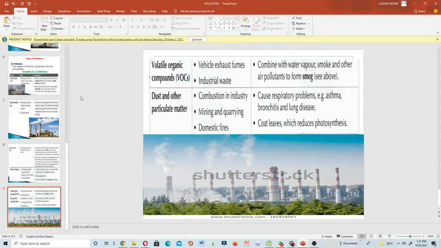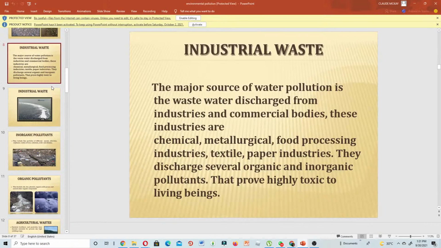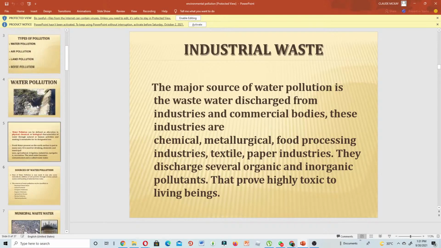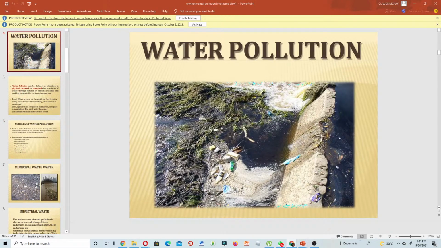All right. So in terms of air pollution, that's it. I'm going to move on to water pollution. Right. So once you're asked to give the different types of pollution, water should be one of them. So this is water pollution that we'll be looking at.